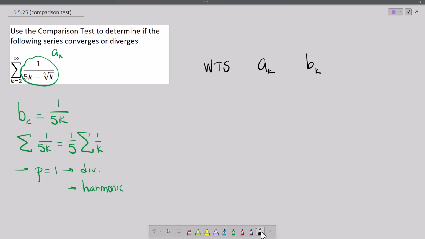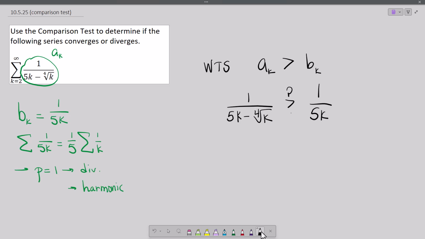So we know the b's diverge. If we can show that, then the a's have to diverge. A series that's greater than diverging must also diverge. A series that's less than converging must also converge. But less than diverging is inconclusive and greater than converging is inconclusive. So that's what we want to show. So we take our a, more correctly our a sub k, and we don't know, but if we can show that this is true, then we are good.